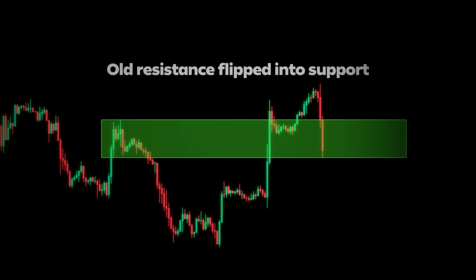Now you'll want to enter at the retest of the high, and again, this was previously a resistance level. Once it's been broken through, it becomes our new support level. So we'll enter here with our stop below, and you can target the highest high of this local range.